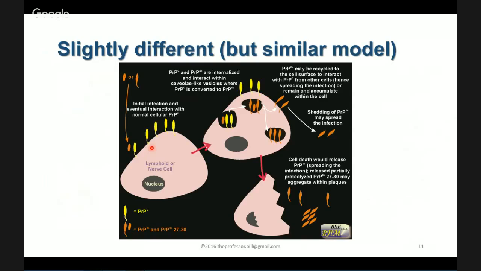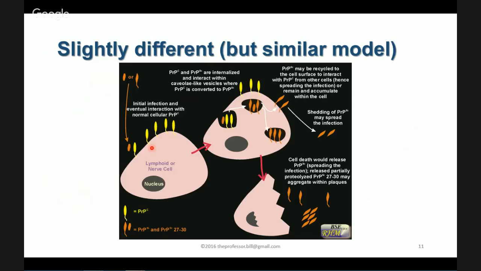Does it have to be endocytosed? Does it happen on the cell surface? Does it happen inside the cells after it's taken up? Does it happen at the level of the lymphoid cell, where the prions are found in the lymphoid cells, and then they get converted in the lymphoid cells, which then take it up into the brain, and then it converts that in the brain? We're not really sure about all of these.